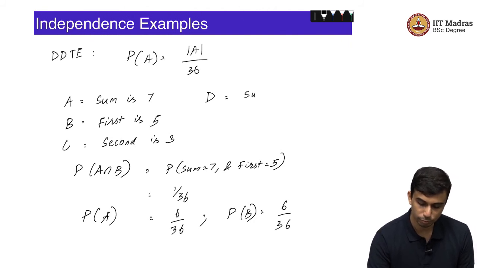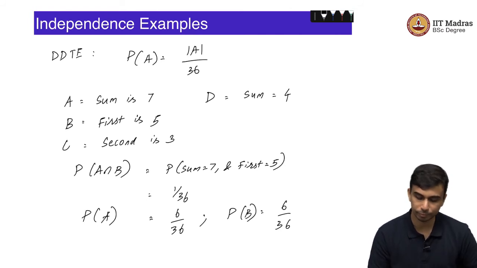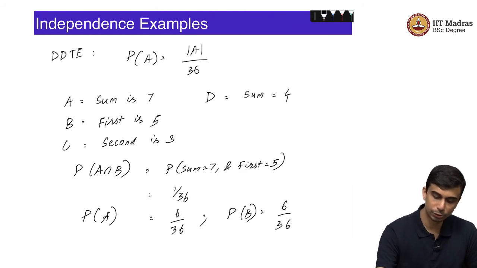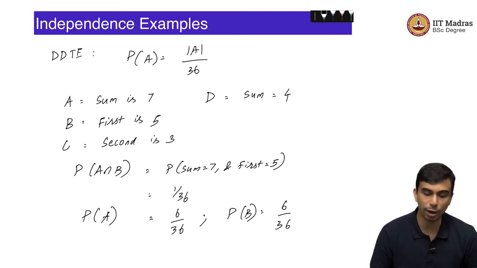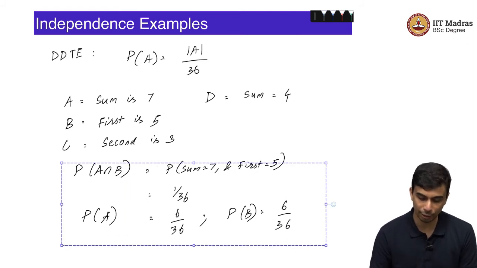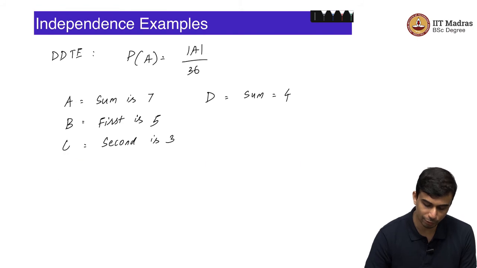Let us now add another event, let's say D is the sum equal to 4. Now let us use this extra event also. Here you have A and B are independent, and let us take B and D. Are B and D independent events? You can immediately see that B and D are not independent events, but we will check from first principles again.